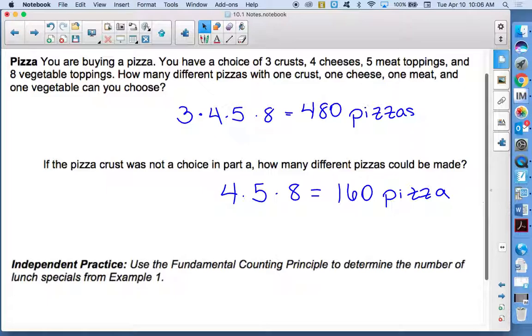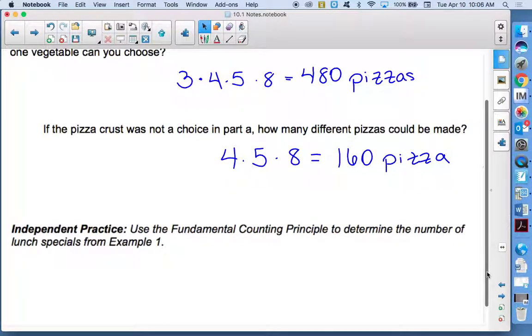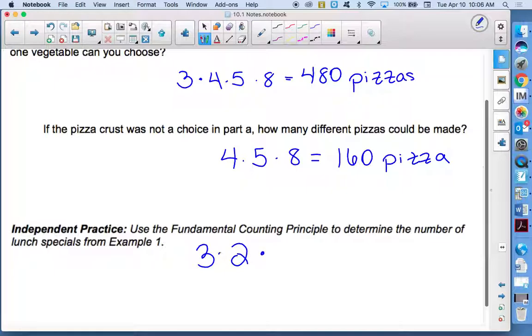So then right underneath it, it says use the counting principle to determine the number of lunch specials from example 1. So we had 3 main courses, 2 side dishes, and then how many desserts were there? 4. And if we multiply 3 times 2, we get 6. 6 times 4 does make 24.